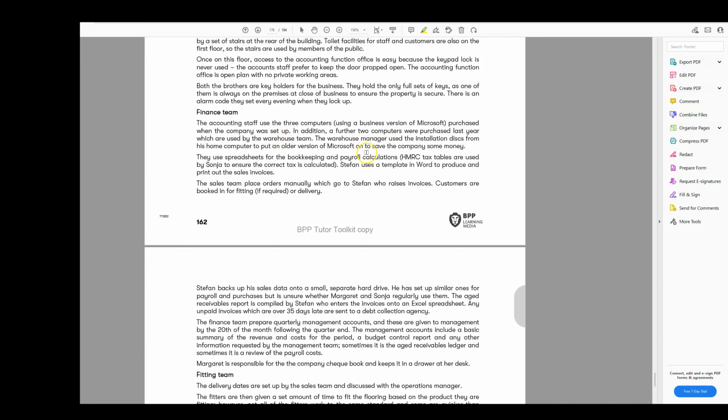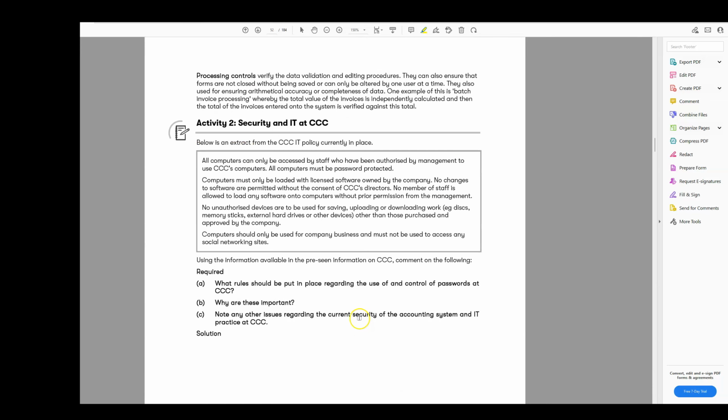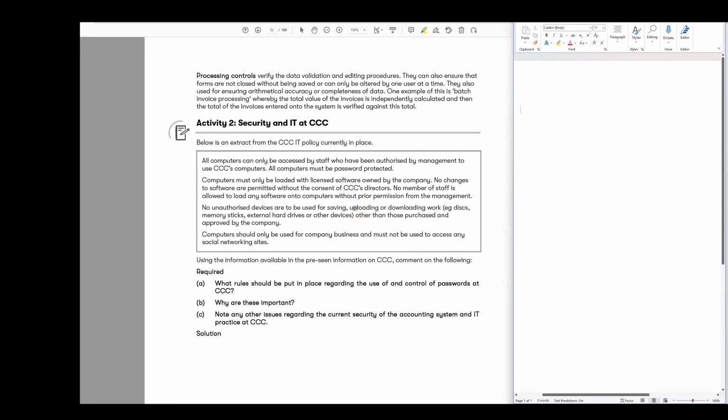In addition, a further 2 computers were purchased last year which were used by the warehouse team. The warehouse manager used the installation disk from his home computer to put an older version of Microsoft on them to save the company money. So here we can see we have a weakness, because it should not happen. We are going to mention this scenario information in our answer. So let's go back to our question. We can use the information that we just read. Let's now try to do some questions from here.